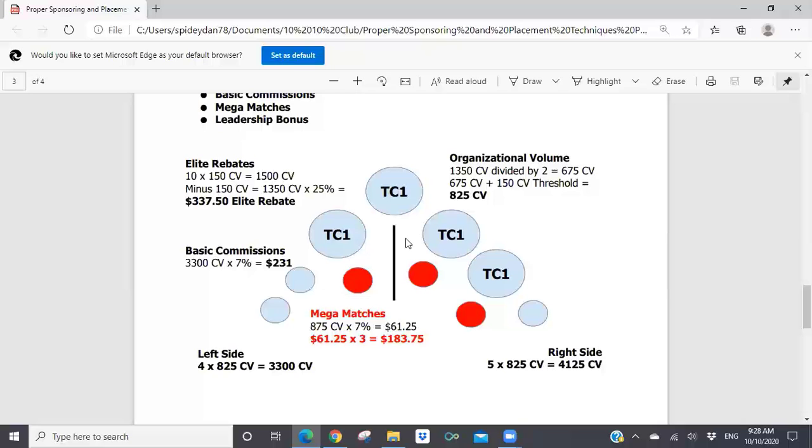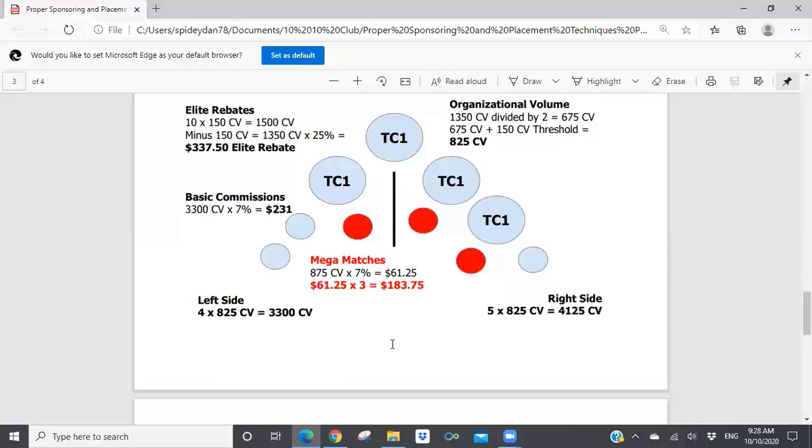So if I've got 3 people that I've sponsored and they each are earning $61.25 in basic commissions, then what I've earned is $183.75 in mega matches. So I've got my elite rebates for the month, $337.50. I've got basic commissions of $231. I've got $183.75 in mega matches.